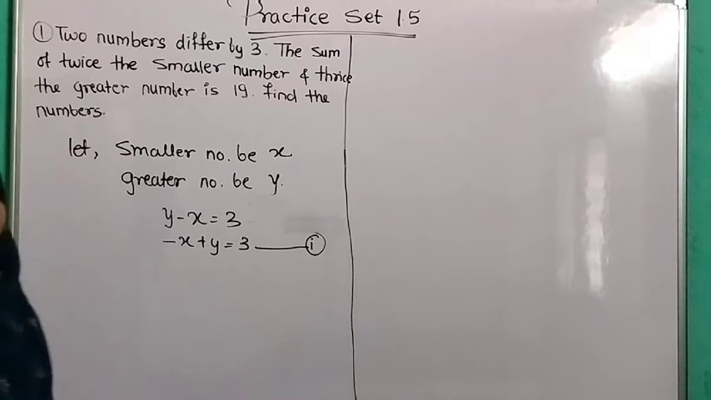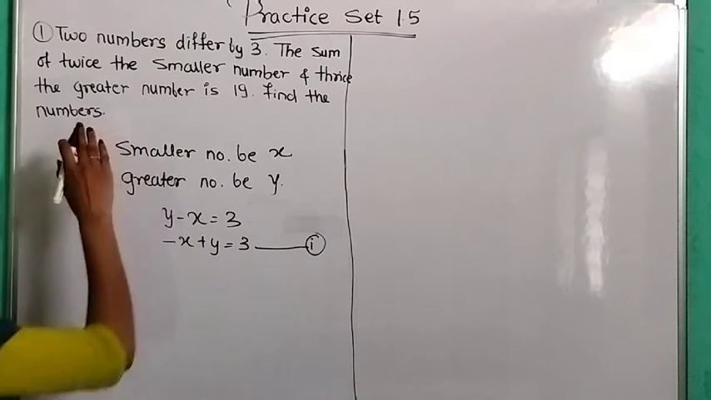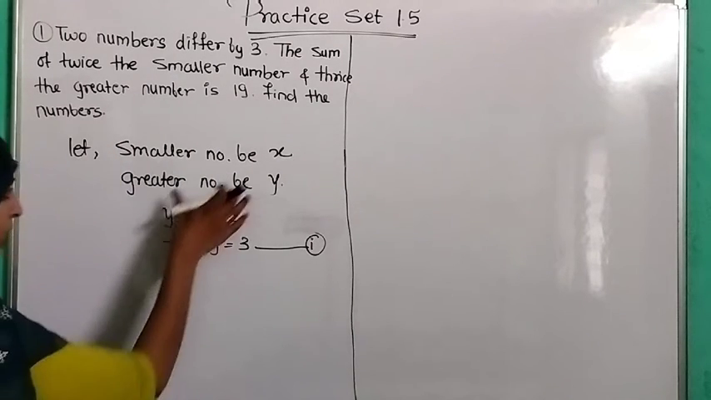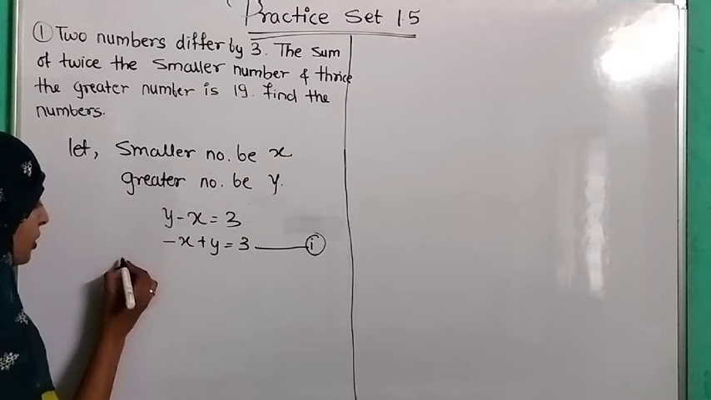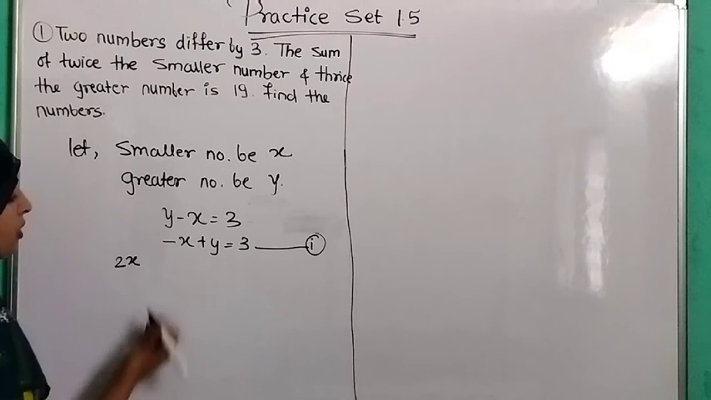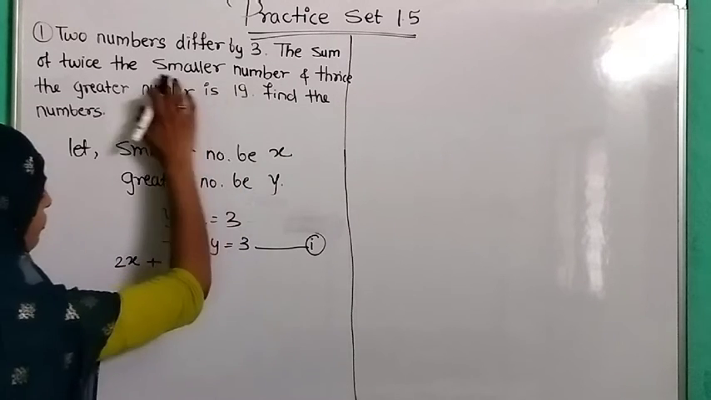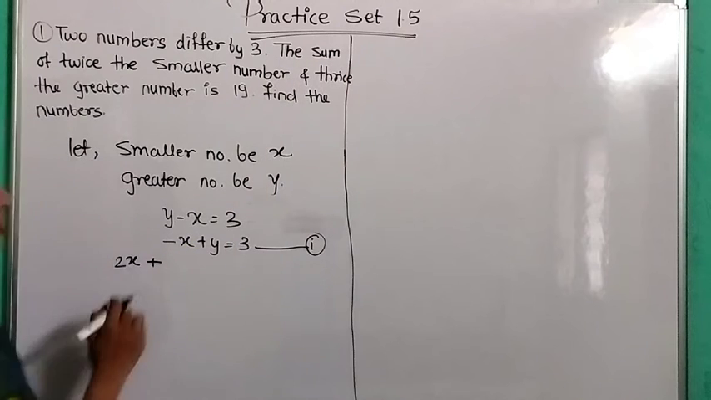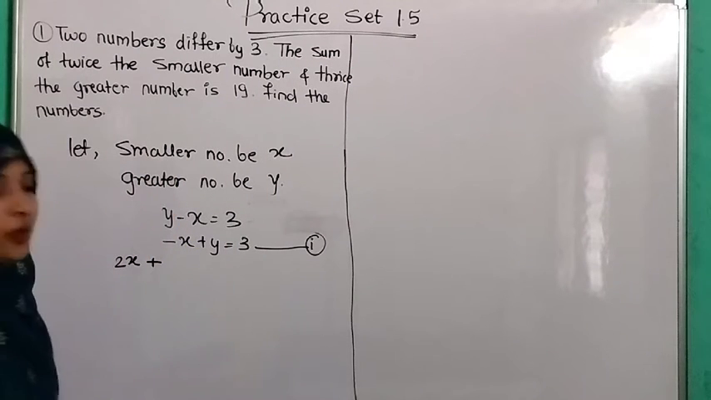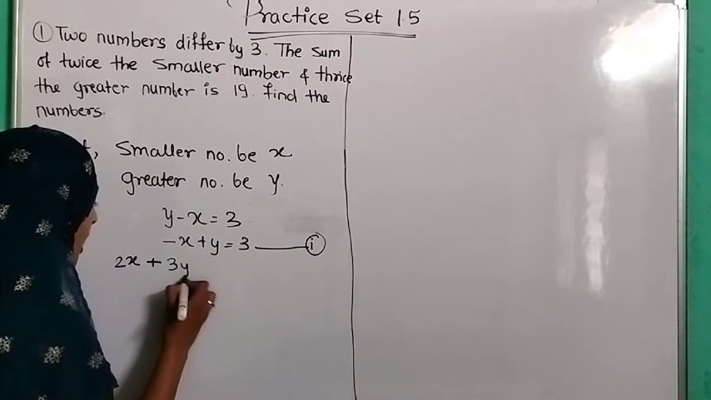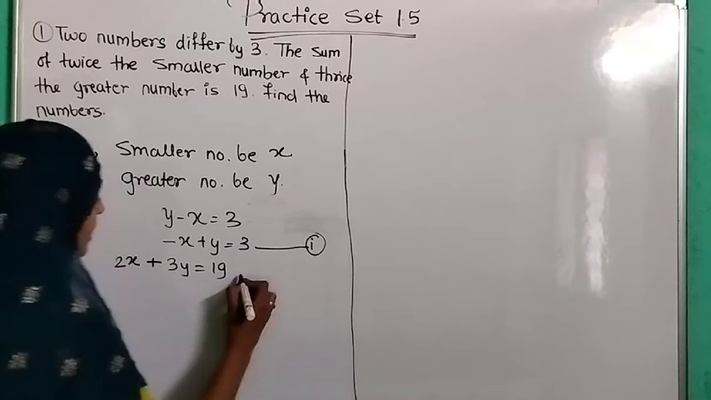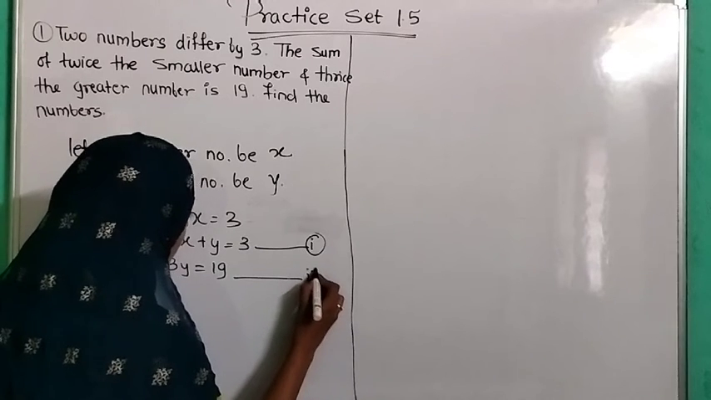Next, the second condition is the sum of twice the smaller number. We have assumed x is the smaller number, means twice the smaller number, 2x. Sum, they have told sum, so addition, and thrice the greater number, means 3y is equal to 19. This is equation number 2.